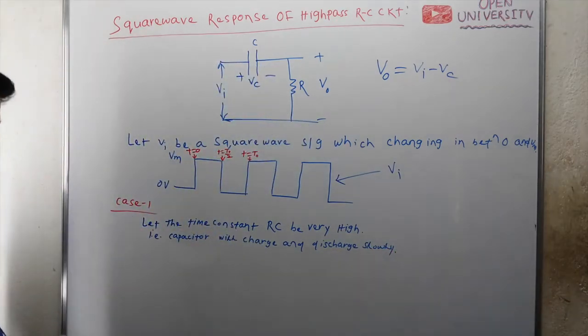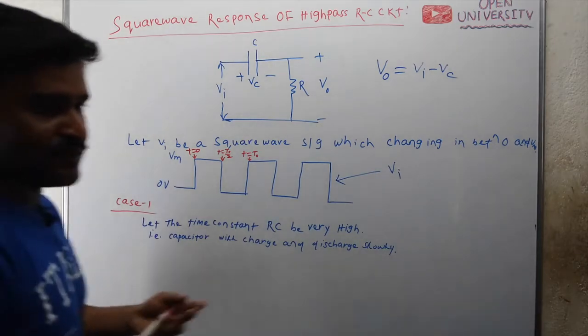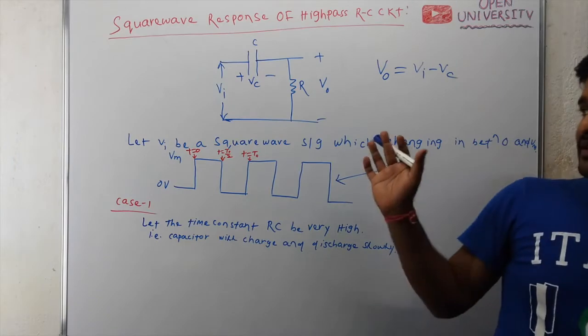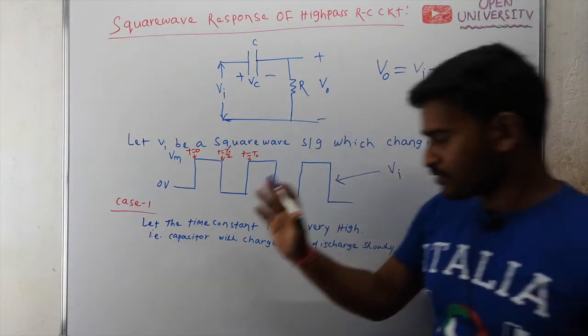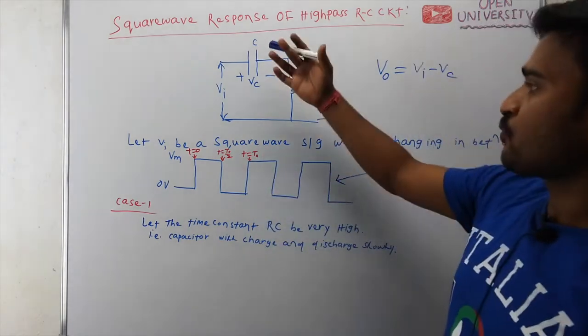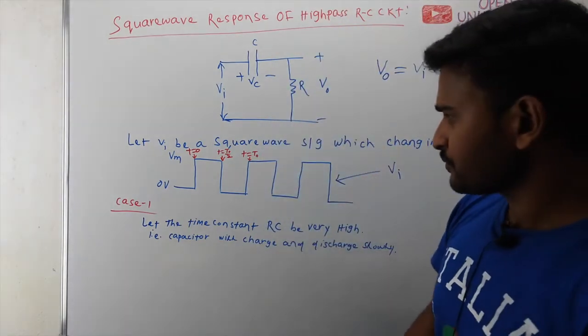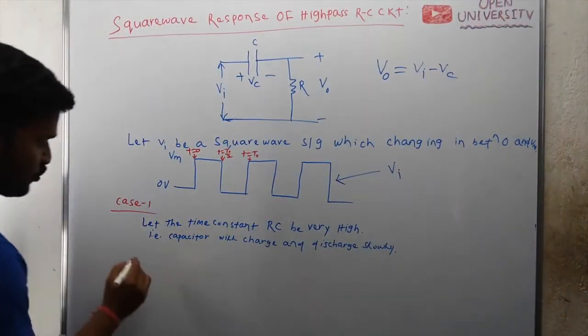The capacitor will charge and discharge slowly. That means a high time constant. If the time constant of a circuit is very high, charging will be very slow and discharging also very slow. The capacitor will take more time to charge and also more time to discharge. Now understand the operation of this high pass RC circuit square wave response.